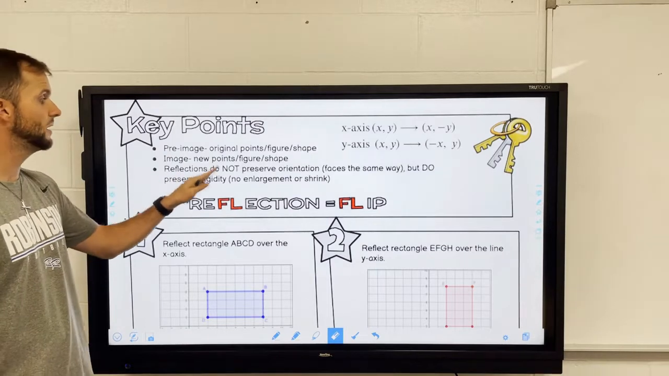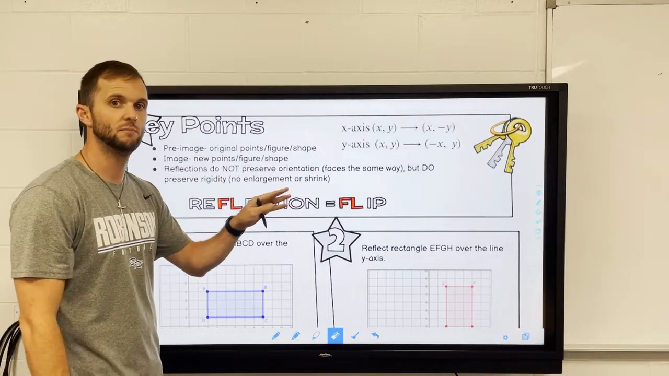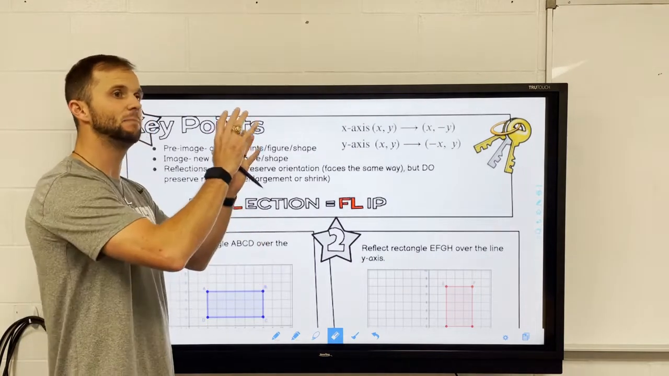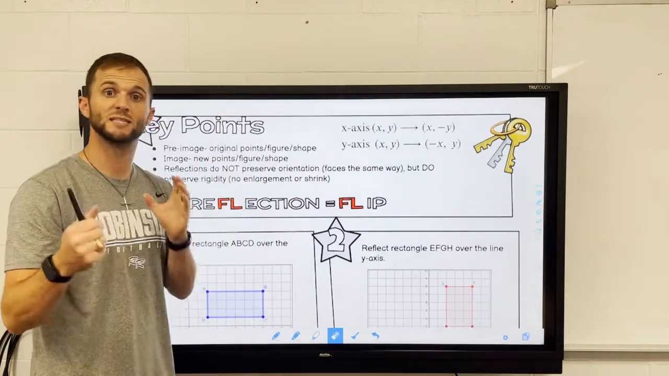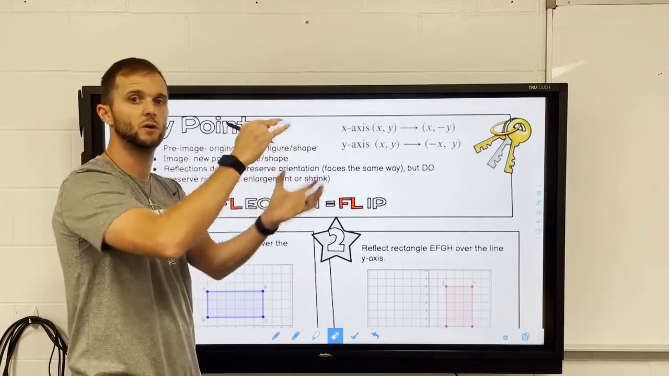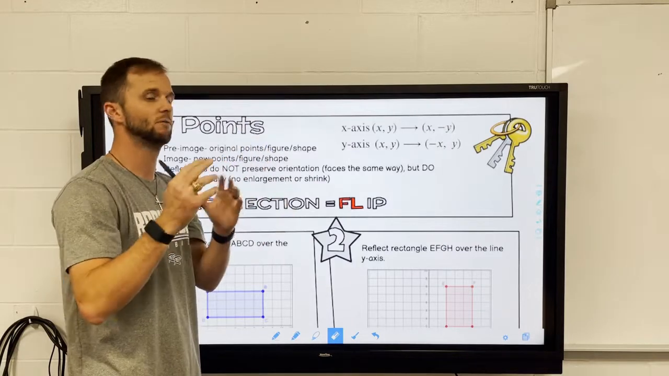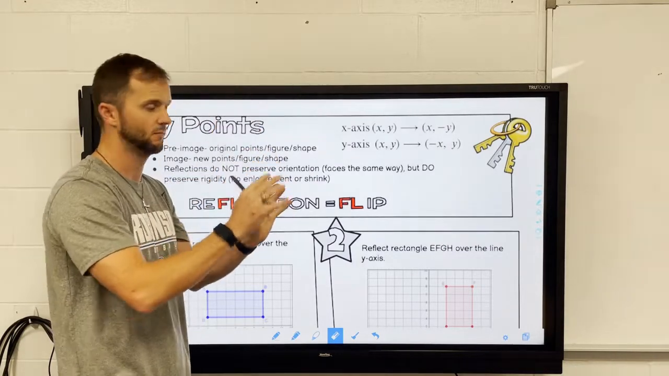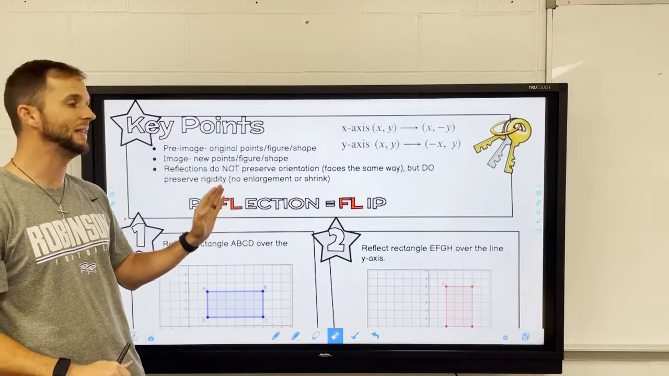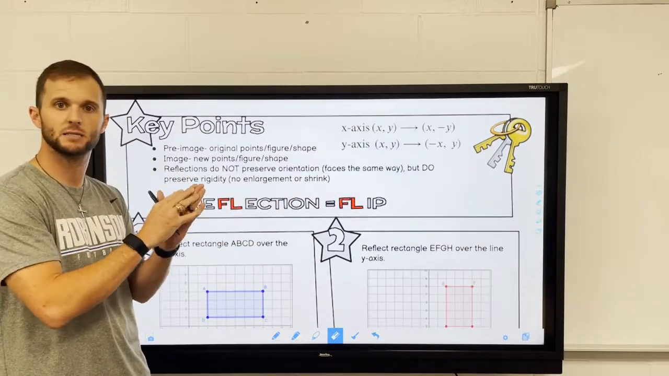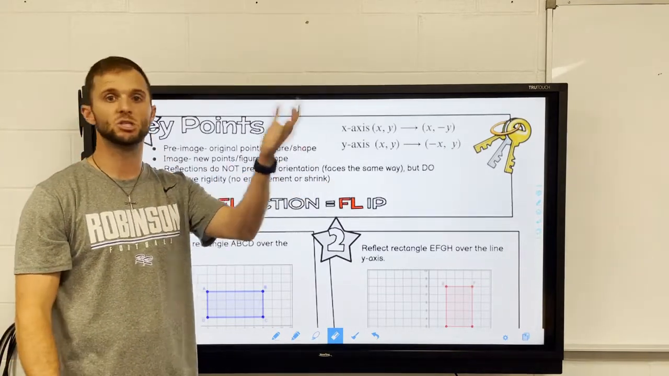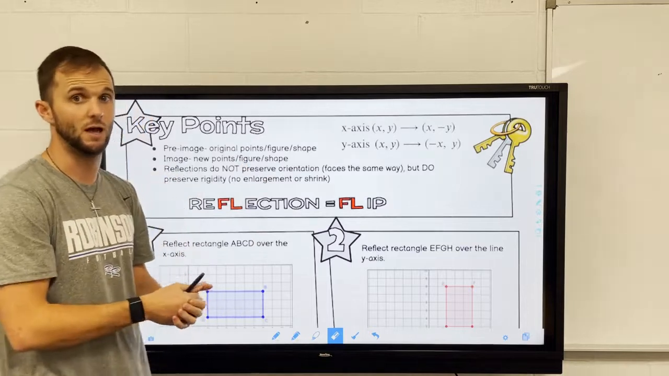Reflections do not preserve orientation, meaning if I reflect over something, it's not going to keep the same orientation. Like translations, when I translate and move it, it's never going to change orientation, meaning it's never going to turn, it's never going to look different, it's always going to be the same, okay? But reflection does preserve rigidity, meaning it doesn't get bigger, it doesn't get smaller, okay? So reflection only changes orientation if it flips over a line, okay?